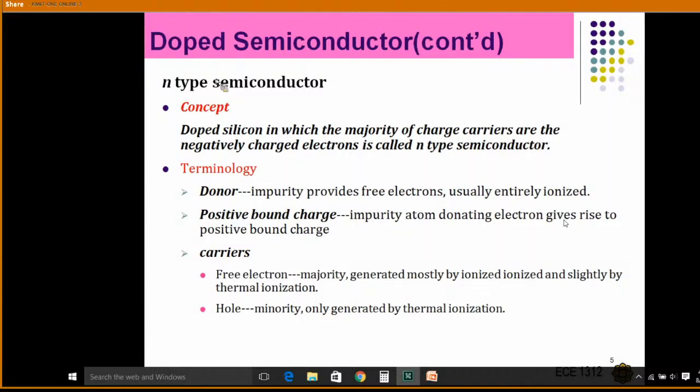Donor. Why, in the n-type semiconductor, do we call the terminology a donor? Because excess electron is there, it is providing excess electrons with the help of impurities. That's why you are calling it a donor, and it is positive only. If you have more, then you can donate. That's why the bound charge is a positive bound charge. The ions are the positive ions. What are the carriers? The free electrons are the majority charge carriers, holes are the minority charge carriers.